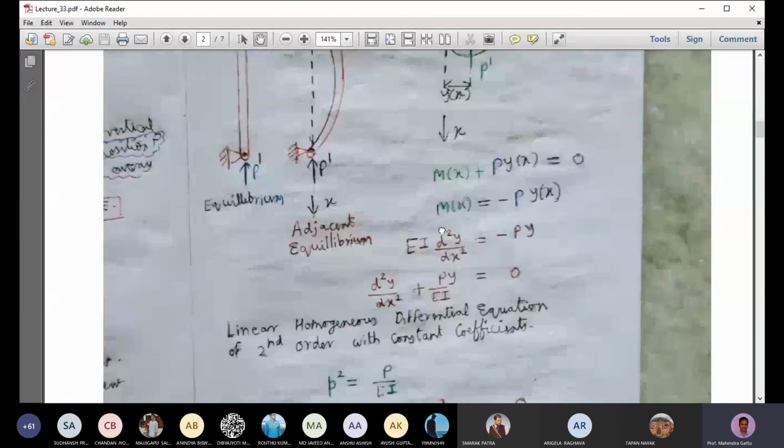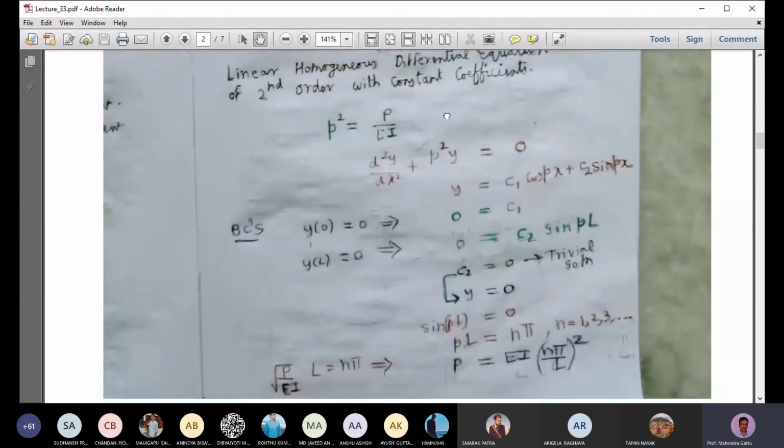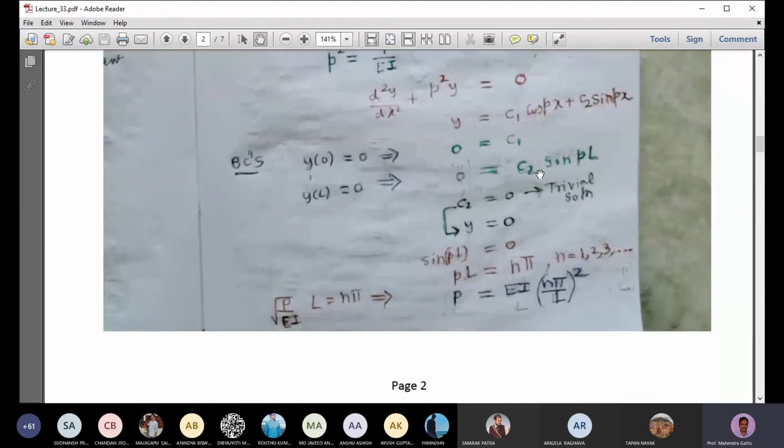So y of 0 is 0, that means substitute x is 0 here, so it will be cos 0, which is 1, so we'll have C1, and C2 sin 0 will be 0, so there is no contribution there. So C1 will be 0, and y of L is 0 implies 0 is equal to C2 sin pL. Now we can have two things, either C2 is 0 or sin pL is 0.